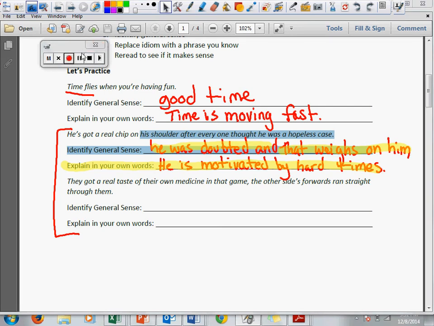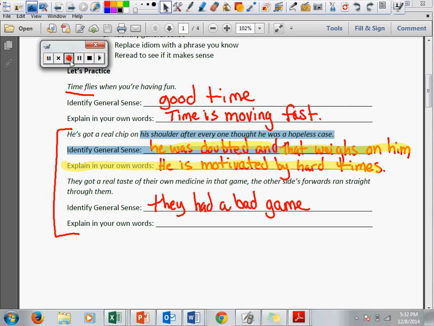Pause now if you haven't completed this third one. If you have, just wait 1 second. We'll pop up the answers and we'll go over that as a pair. They got a real taste of their own medicine in that game. The other side's forwards ran straight through them. For me, the general sense that I took away from this was that they had a bad game because the other side's forwards really dominated them.